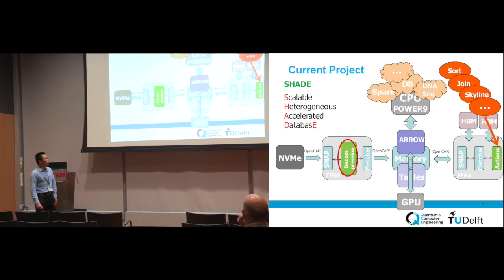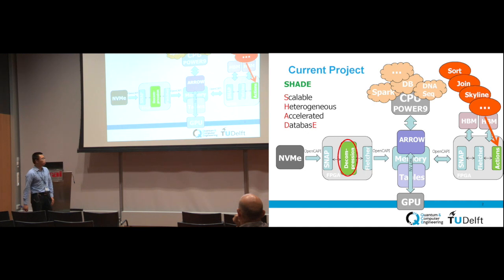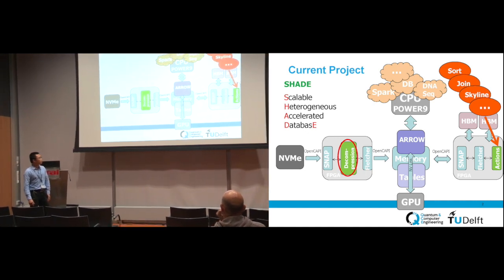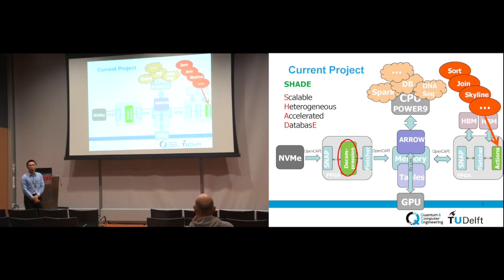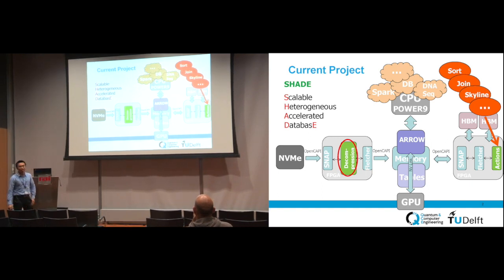And with this Arrow table, you can also offload the task into the GPU. And this one will also take advantage of the Arrow table to help you to avoid the serialization and the deserialization. And we are going to make a scalable heterogeneous accelerated database. And we haven't given a name to this project. Maybe we just call it Shade. So today our presentation will focus on the decompress filter part, which is pointed here.